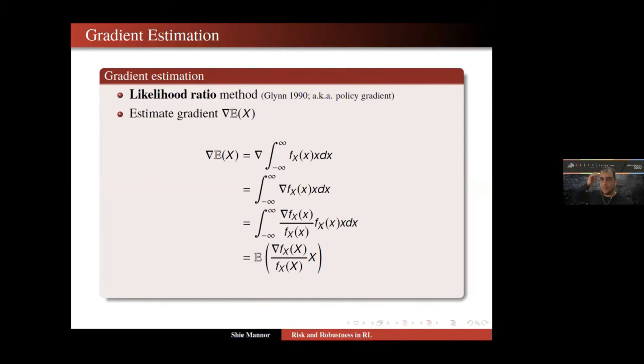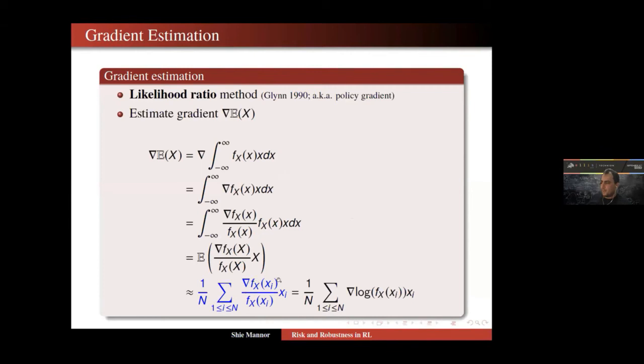So let's talk about gradient estimation. This is known as the likelihood ratio method, reinvented in RL circles as the policy gradient. The idea is really simple. You want to estimate the gradient of the expectation of a random variable x. We just rewrite it and do some manipulations. This equals the expectation of the gradient of f(x) over f(x), times x, and this can be approximated by taking the sum of the gradient of the log of the likelihood of each x_i, times x_i.